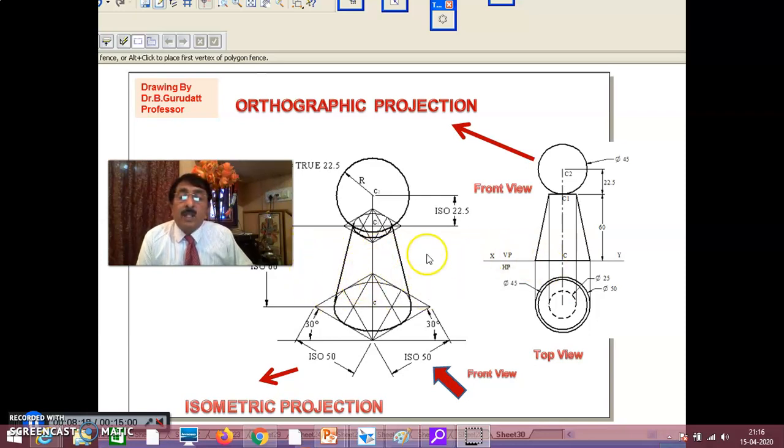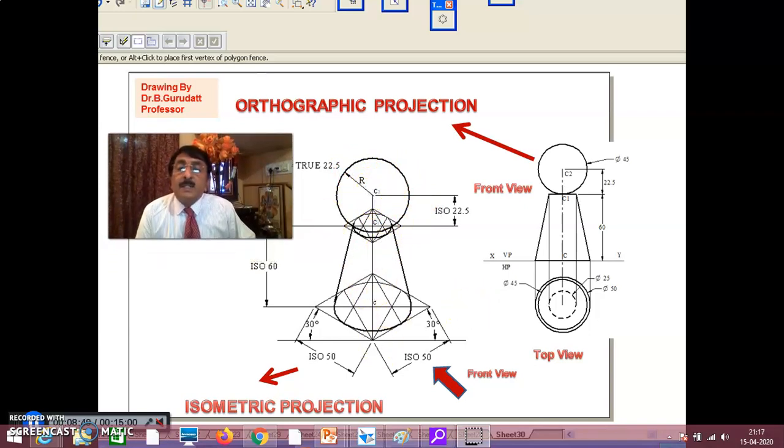The bottom solid is a frustum of a cone, and the top solid is a sphere. The bottom solid is a frustum of a cone with base circle 50 and top circle 25. The sphere is of diameter 45 or radius 22.5. This will be given.